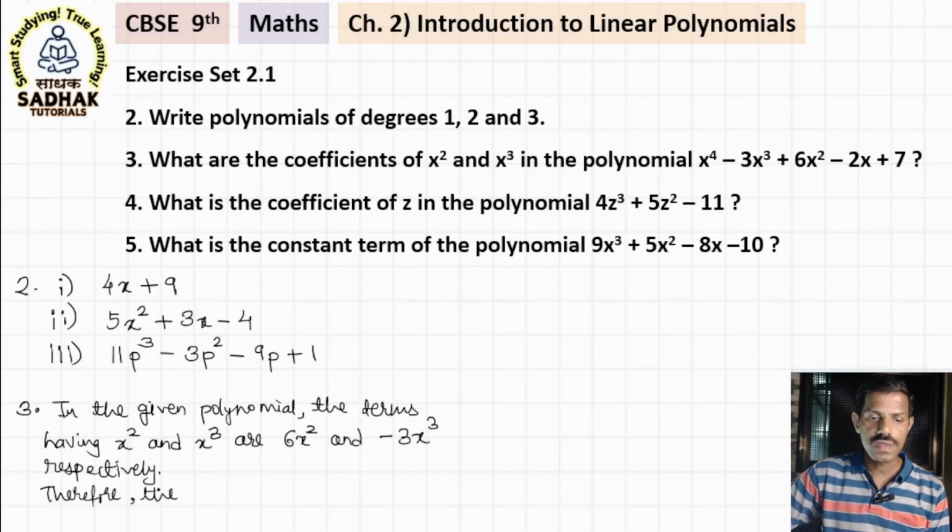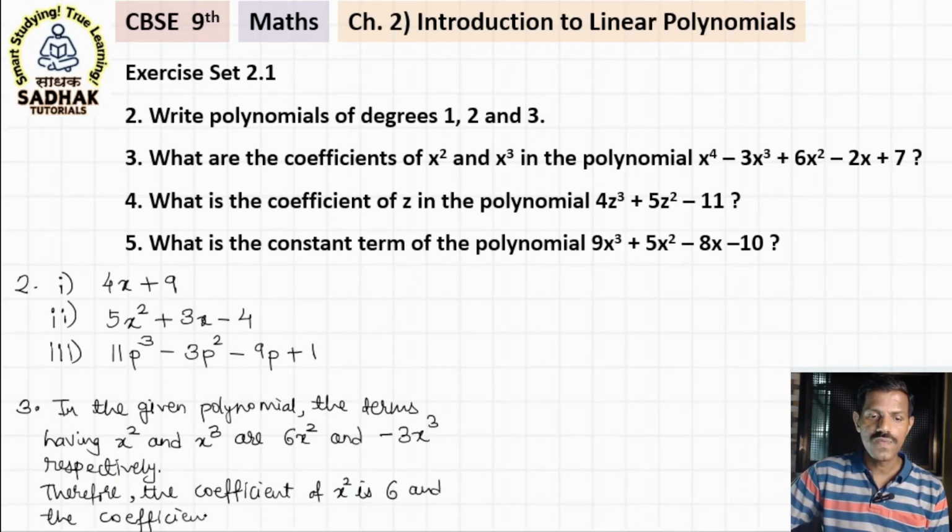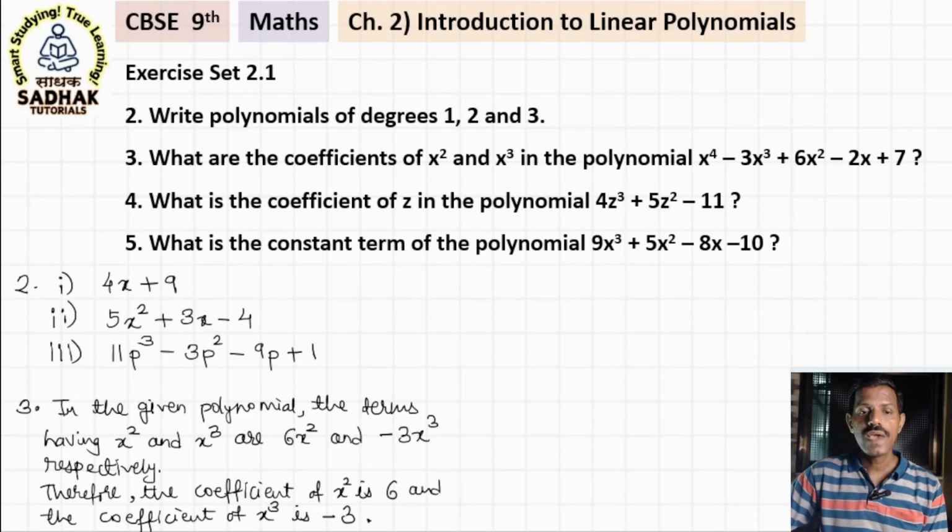Therefore, the coefficient of x square is 6, and the coefficient of x raised to 3 is minus 3. Please be careful about this negative sign. Whenever there is a negative sign, we have to mention that negative. That is why here we have specifically mentioned that it is minus 3. Okay, now let us go to question number 4.